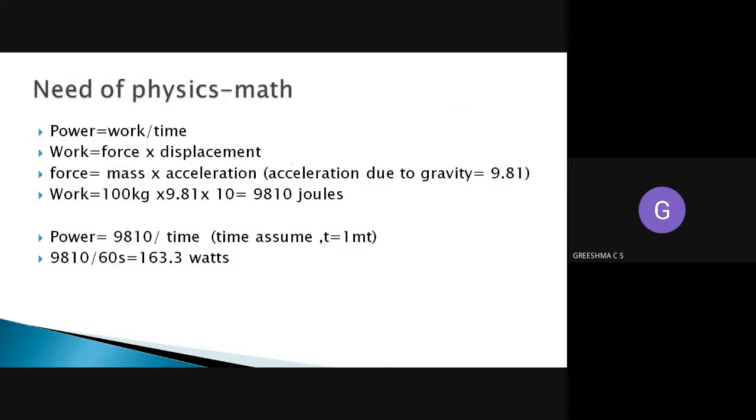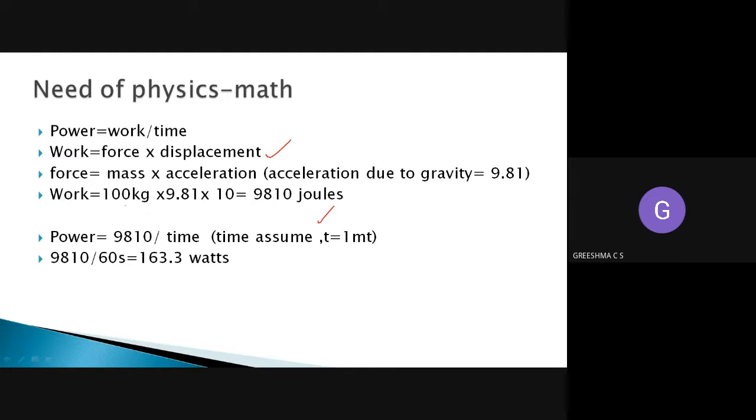Okay, so mass is 100 kg. Acceleration, you can take it as acceleration due to gravity, that is 9.81. So you will get the force. If you get the force, you can calculate the work. Now we have got the force. Next, you can calculate the work.